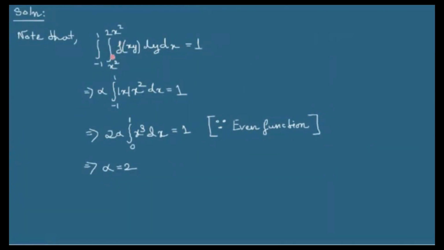At first, we need to determine the constant alpha. For that, we integrate the PDF and equate it with 1. The range of x is from -1 to 1, and the range of y is from x squared to 2x squared. The double integral of f(x, y) dy dx equals 1, which turns out to be alpha times the integral from -1 to 1 of mod x into x squared dx equals 1. Now this is an even function, so it turns out to be 2 alpha times the integral from 0 to 1 of x cubed dx, which is equal to 1. Hence we get alpha equal to 2. So the positive constant alpha turns out to be 2.